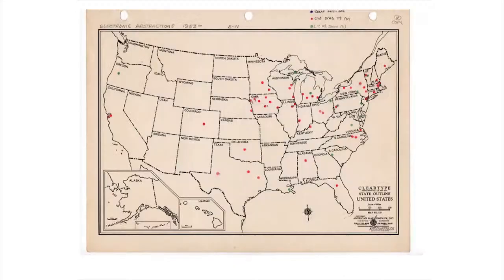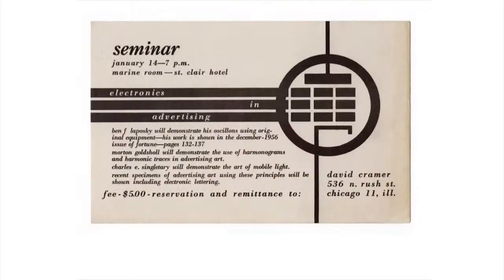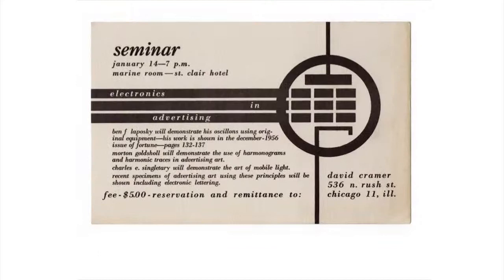Ben also kept detailed maps of the places where his work had been exhibited. Throughout the creation and exhibition of the oscillons, Ben continued to work as a commercial artist. His focus for the oscillons was not limited to their appearance in cultural and scientific institutions, but also as new forms to be used in the applied arts.